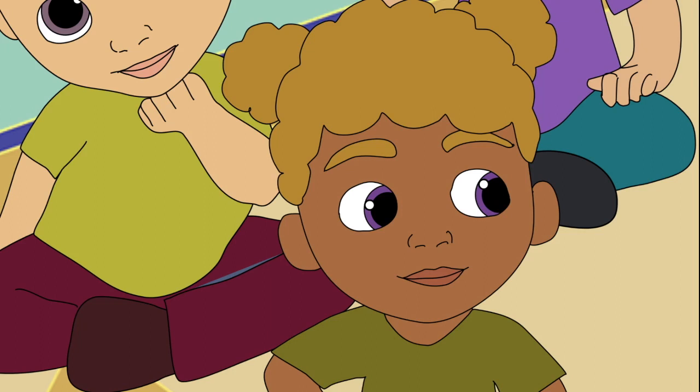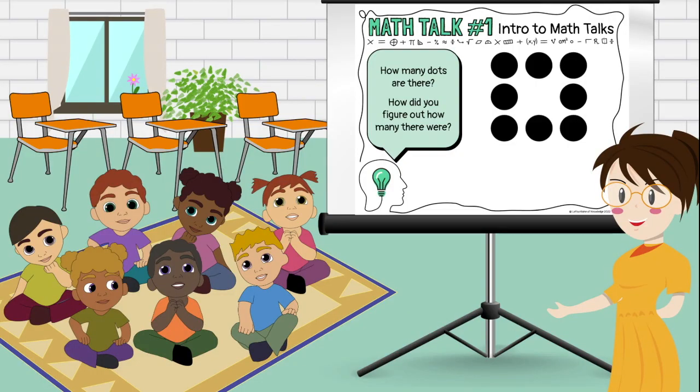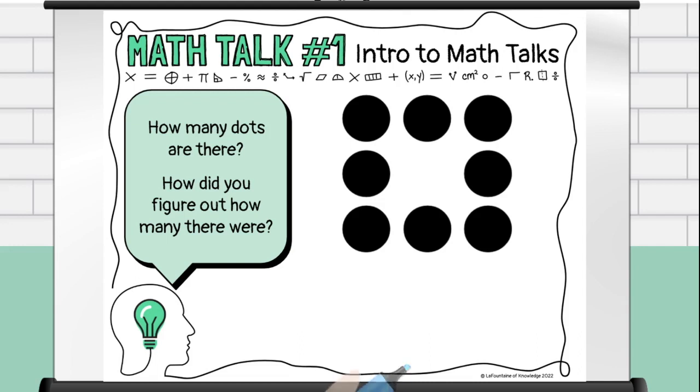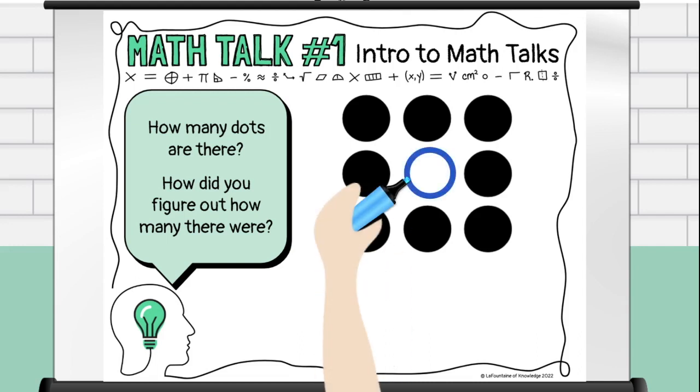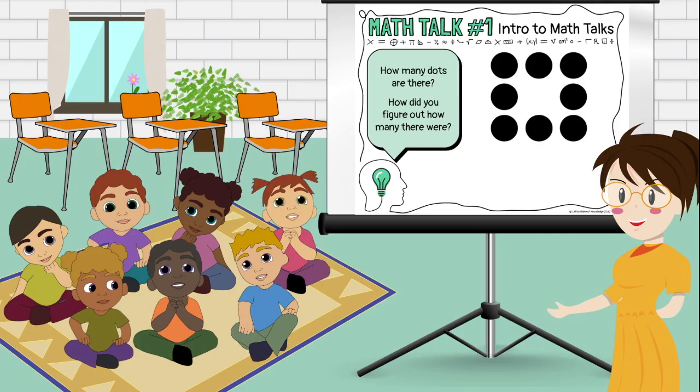I knew that if there was one more dot in the middle, it would be 9, but that dot was missing, so there were only 8. Interesting. How did you know that would be 9? Because it's like a 3x3 array. 3 rows of 3, which is 9. And you knew one less than 9 was 8? Yep. So cool. I love that strategy.